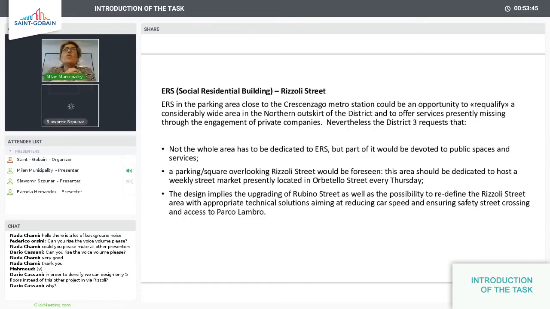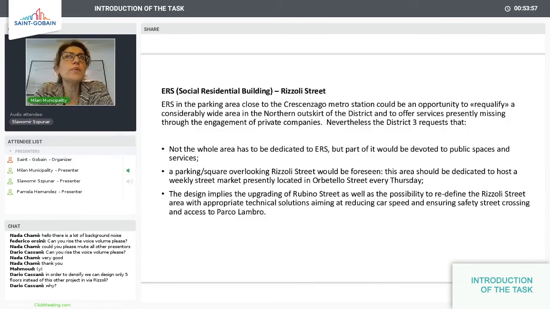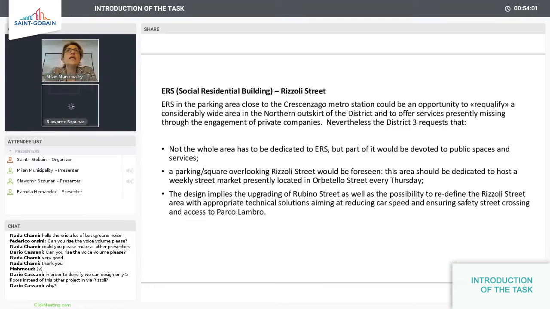There is the need of a parking square overlooking the Via Rizzoli, because there was a request that the area could be devoted to the weekly street market, and this could be a possibility to explore at least, because it's something that several inhabitants asked us. And there are other elements that are very close to the area. So there is the Via Rubino, the street which is connecting the parking lot with the main road, which is Via Rizzoli, that needs to be requalified and refurbished.